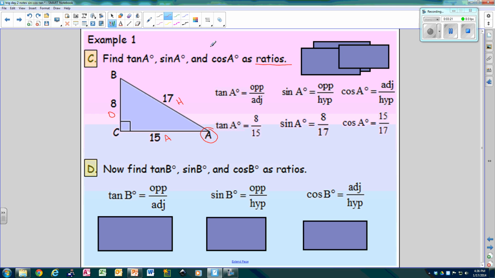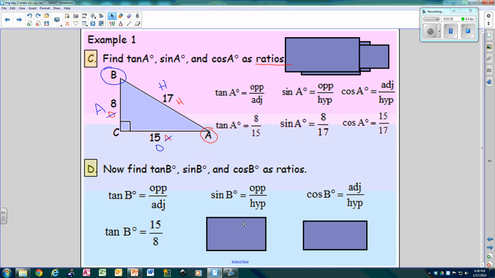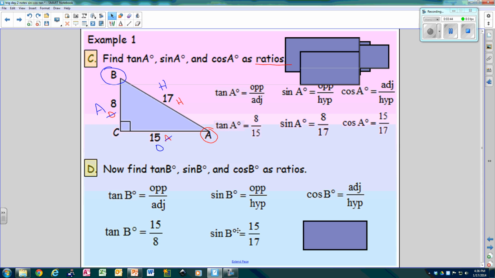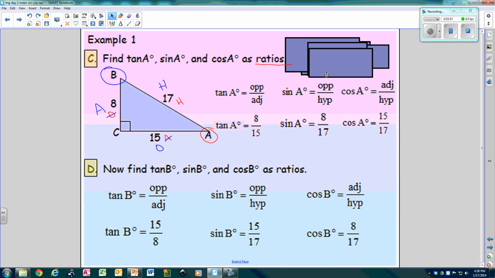So now let's look at angle B. If I look at angle B, this is still the hypotenuse. Now this side is opposite, and this side is adjacent. So the tangent of B is 15 over 8. The sine of B is O over H, so that would be 15 over 17. The cosine of B would be A over H, so that would be 8 over 17. So just the same, nothing's changed yet.